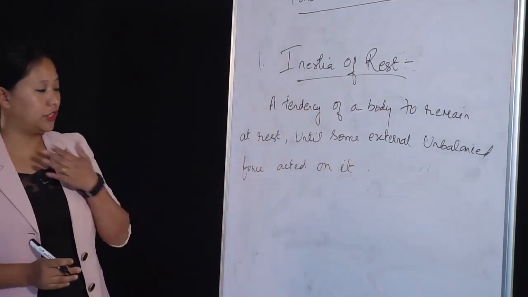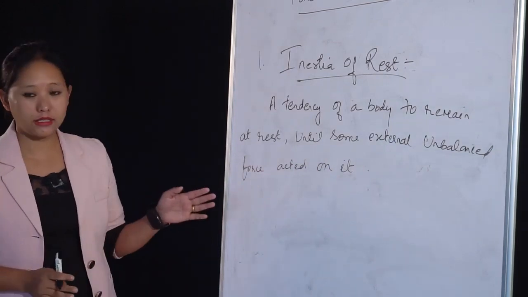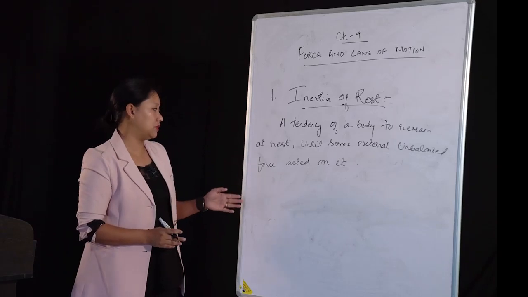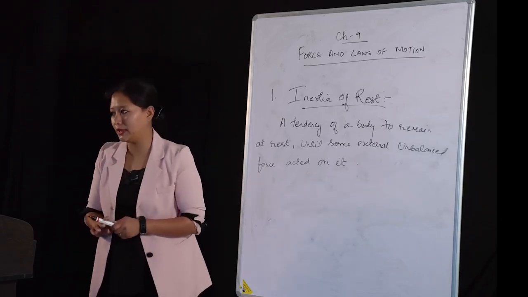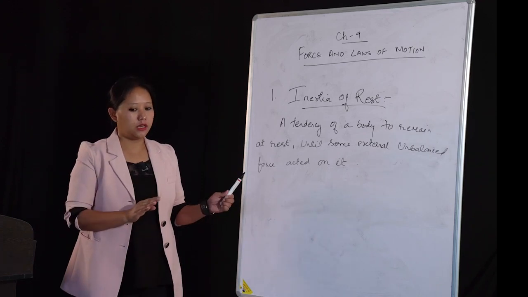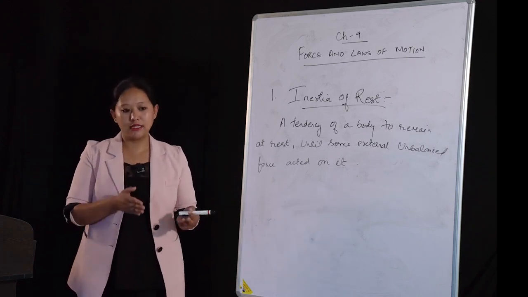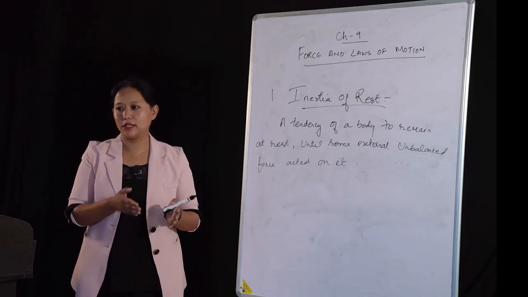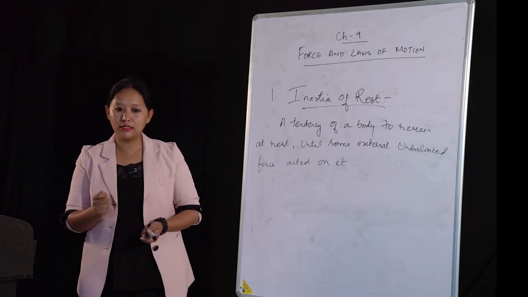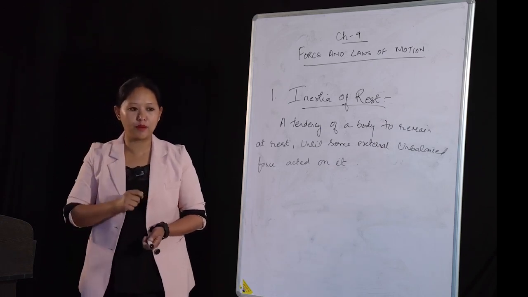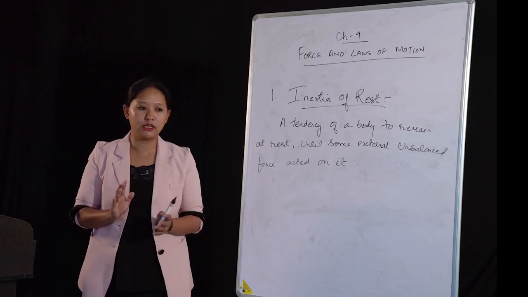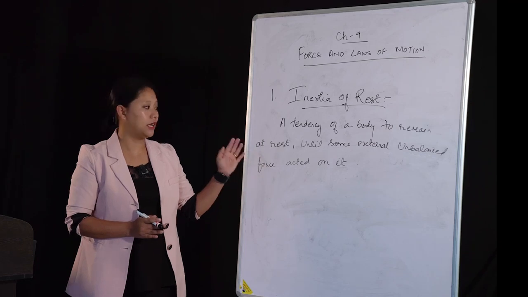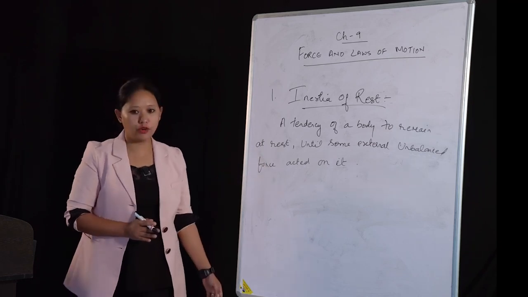So the definition of inertia of rest is the tendency of a body to remain at rest until some external unbalanced force acts on it. A simple example is dust particles on a carpet. They will just remain on the carpet, at rest. They will not move until somebody comes and hits the carpet, or until somebody comes and shakes it. The dust particles will remain on the carpet at rest. So this is called inertia of rest.